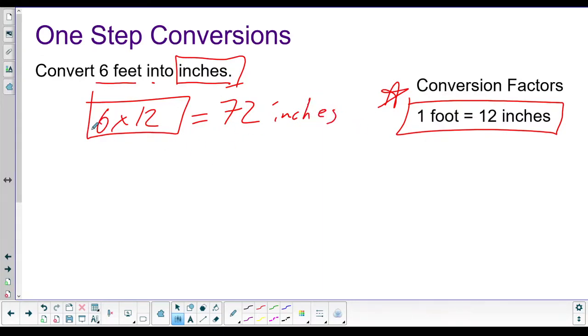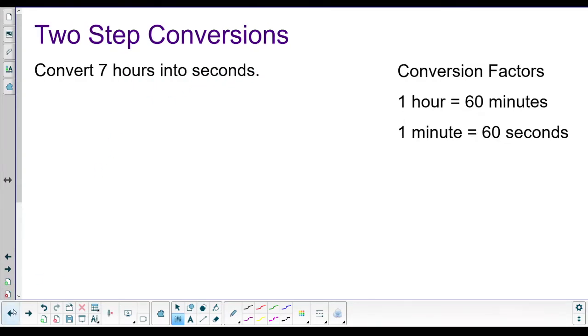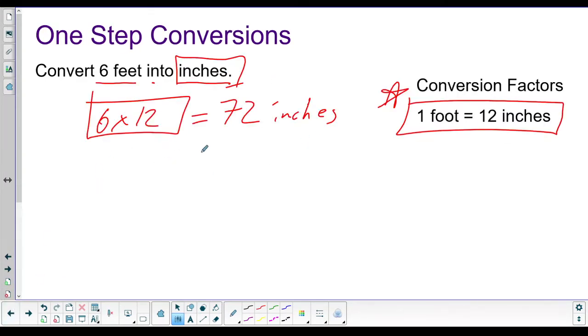This is fine, but when you get to more complicated things like multi-step conversions, going from 45 miles per hour into meters per second, it becomes less obvious that you just multiply. Sometimes you're going to have to divide. So let's talk about how I should set this up and how I go about simplifying it.